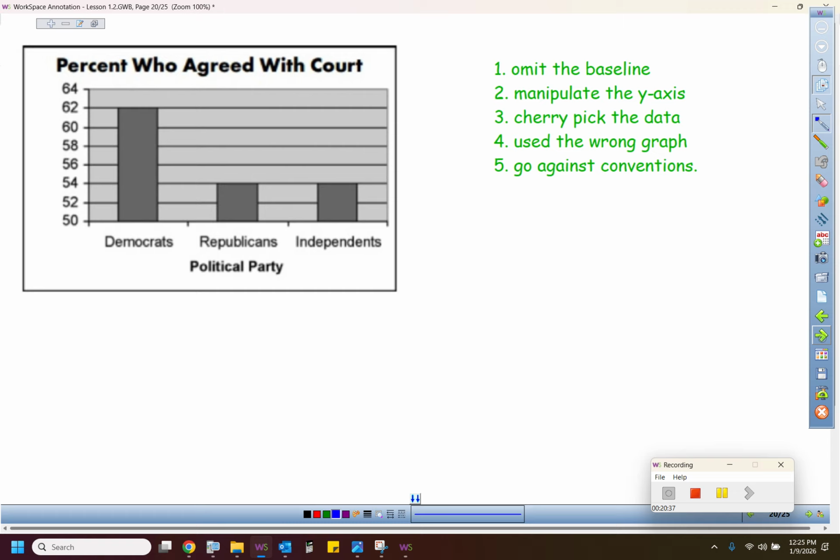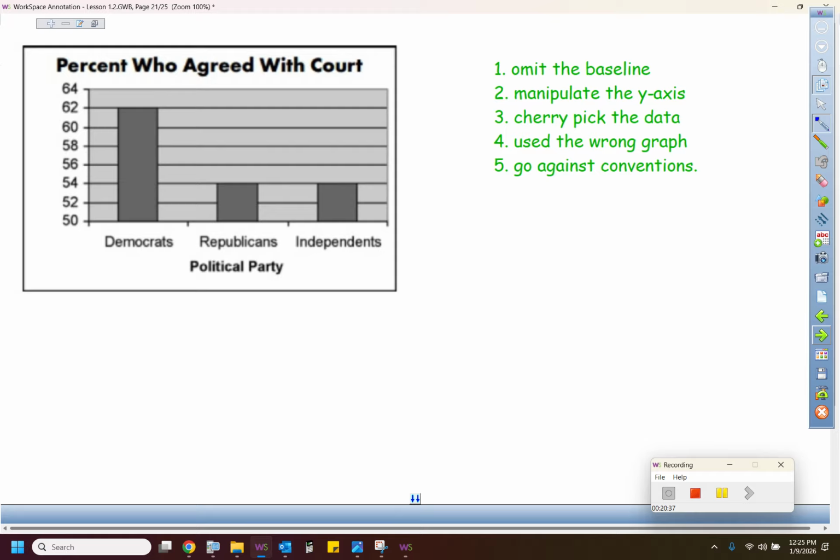And then one last one. Who agreed with the courts? The Democrats, the Republicans, or the independents? This is a bad graph. Discuss why with your group. Which one of those 5 reasons is bad for it?